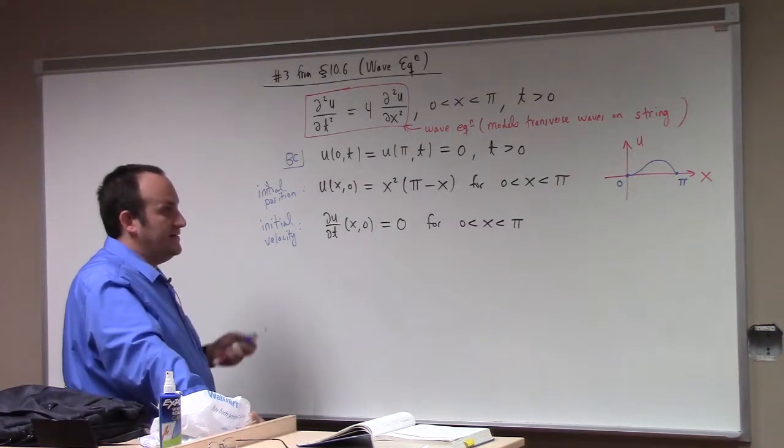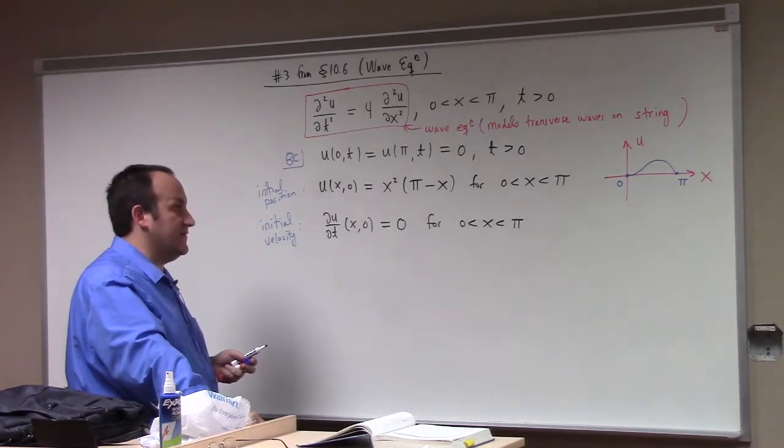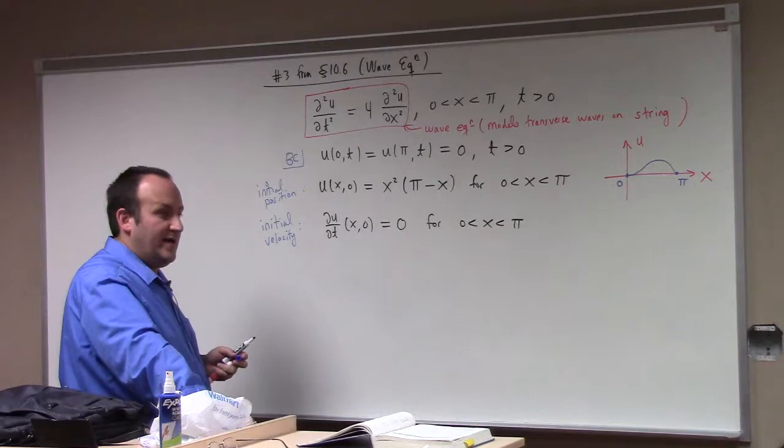And we're going to find what that motion looks like, right? That's what we're going to solve. We're going to solve this wave equation to see what would happen if you plucked a string with this shape and then let it go, right? We're going to do the math and figure out what that looks like.